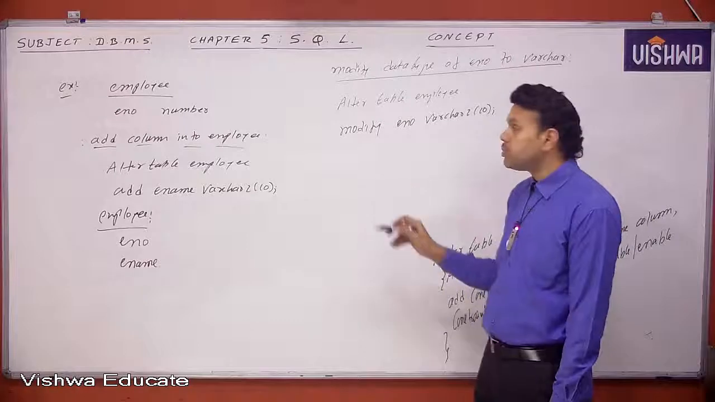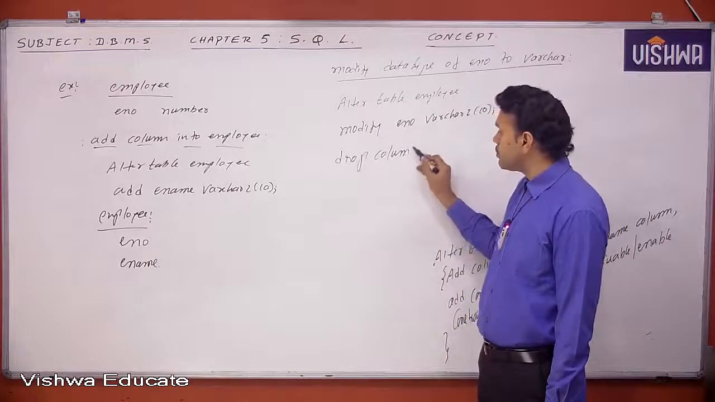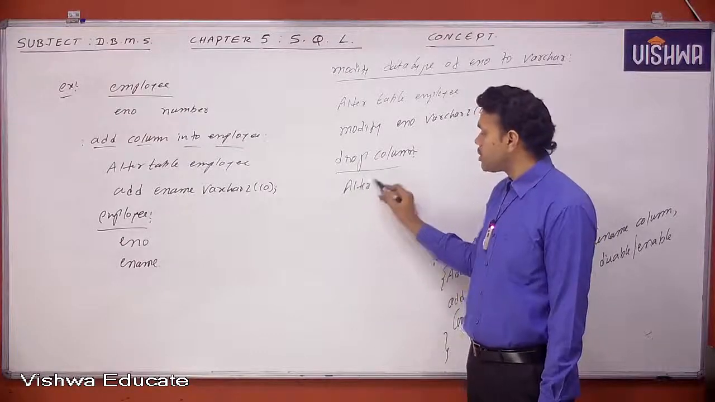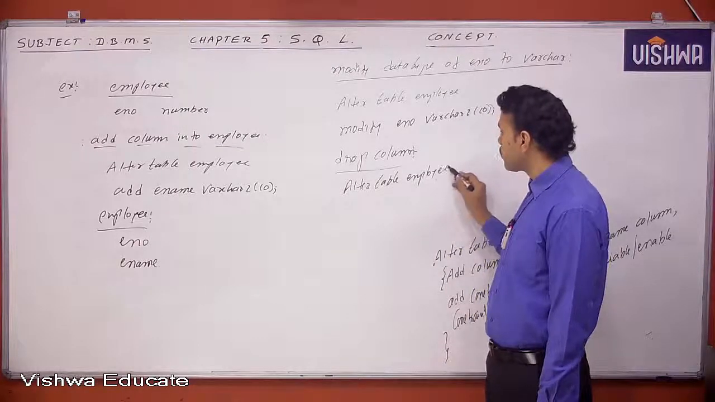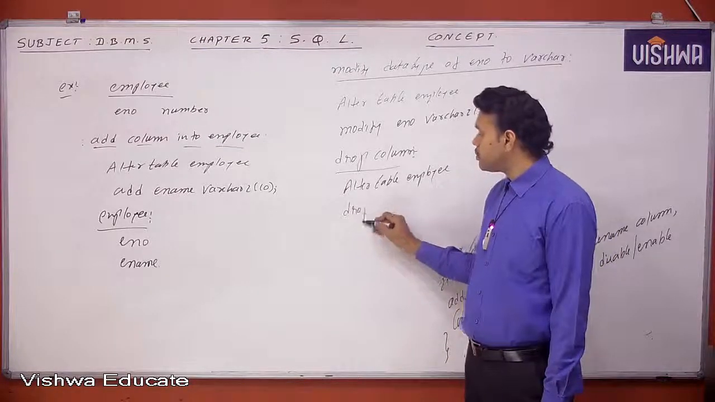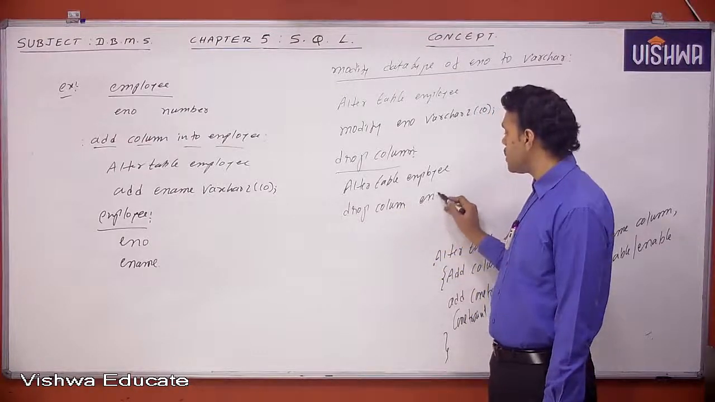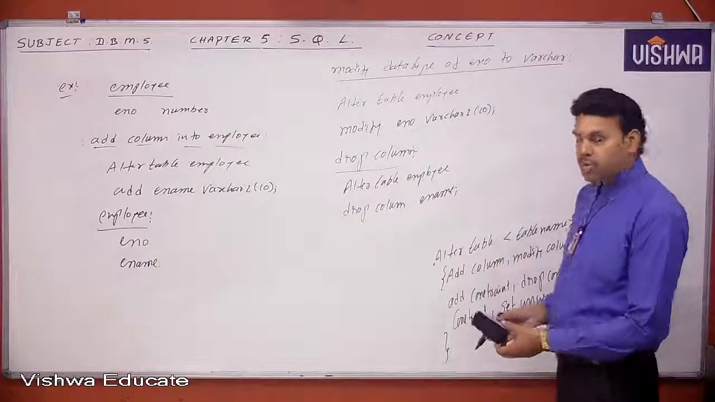I want to drop the column. How to drop a column? Again, alter table employee drop column, for example ename. Therefore that column is dropped.